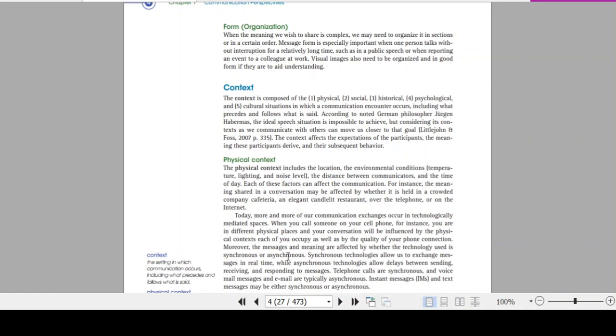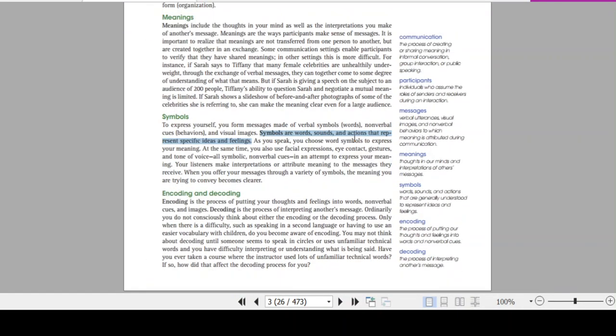Then we discussed encoding, the process of putting our thoughts and feelings into words and nonverbal cues. Now, there is a process, it's a mental process, it's the brain process. The brain itself processes your feelings and converts them into a specific form, like sounds, symbols, gestures, postures, anything else. So that process is called encoding.